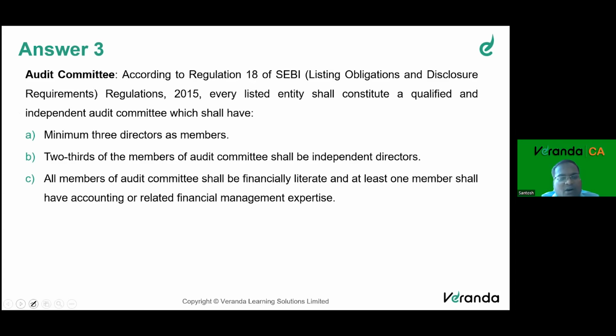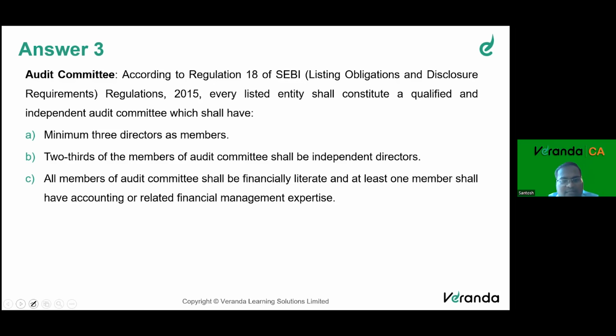So the audit committee section is regulation 18 of the SEBI LODR regulations. Previously we saw LODR 15. Now I'm coming to LODR regulation 18. What does it say? It basically says that every listed entity shall constitute a qualified and independent audit committee, which shall have A, minimum 3 directors as members. B, 2/3 of the members of the audit committee shall be independent directors. All the members shall be financially literate, and at least 1 member shall have accounting or related financial management expertise.